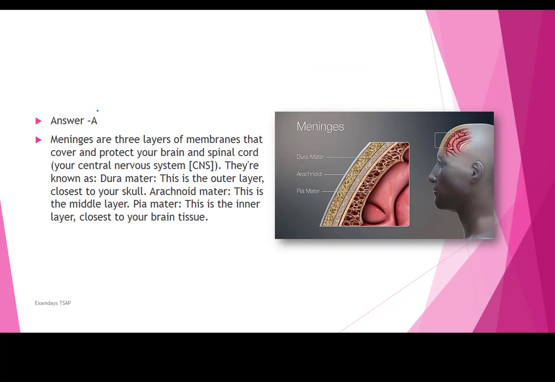These meninges have 3 layers: layer 1, layer 2, layer 3. These membranes cover and protect your brain and the spinal cord. The dura mater is the outer layer, the closest to your skull. The arachnoid mater is the middle layer. The pia mater is the inner layer, the closest to your brain tissue. The zoomed image shows the location of the dura mater, arachnoid, and pia mater. This is called the meninges.